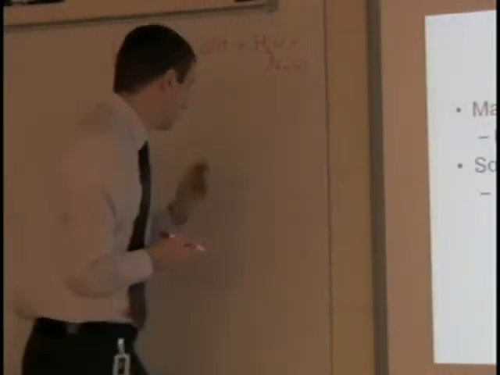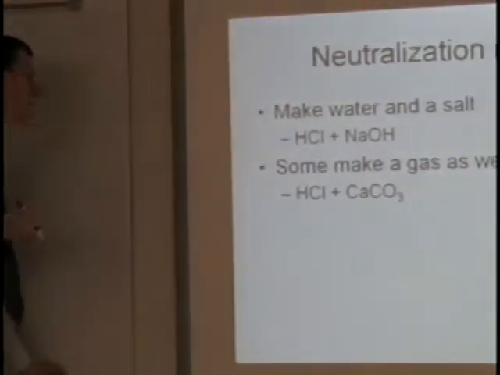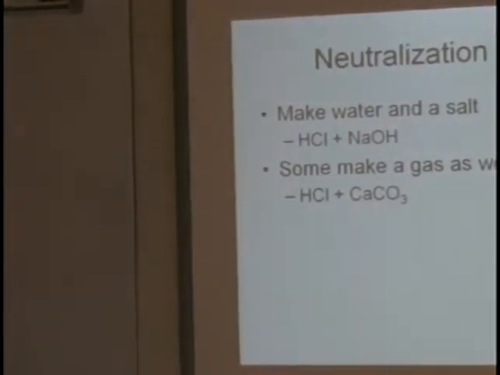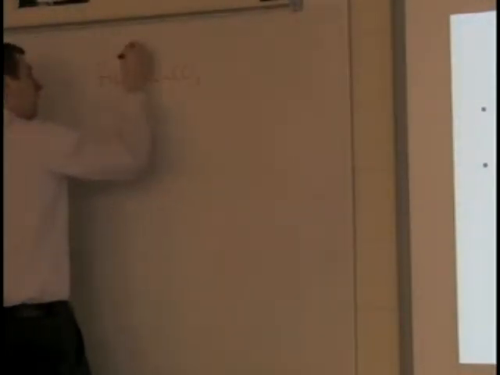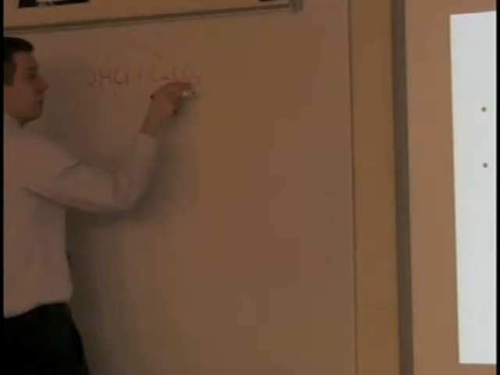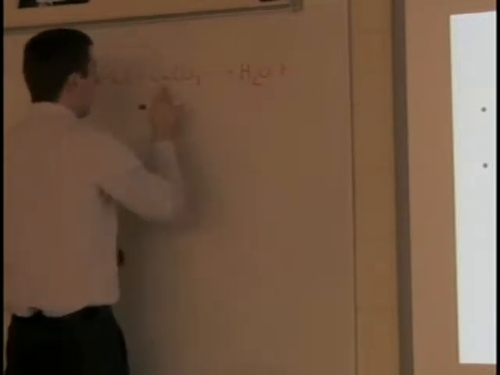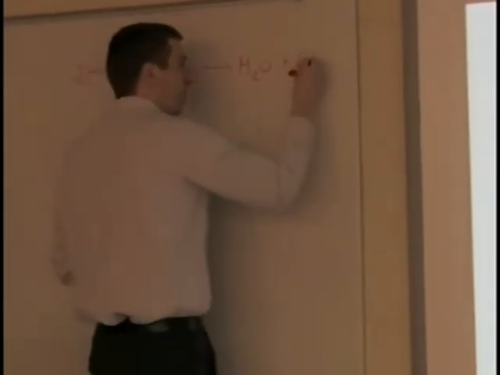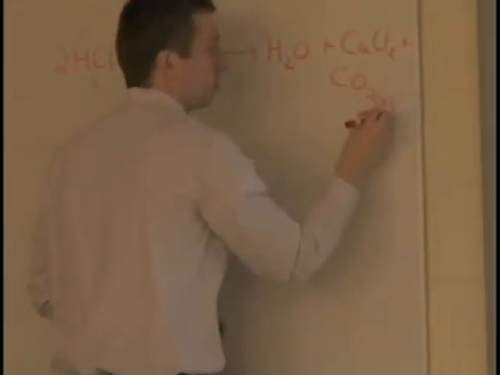Some of these neutralization reactions will also make a gas. An example would be HCl plus CaCO3. Still can think of it as a double displacement of sorts. I'm going to put a 2 in front of HCl to balance that out right away. But we're not going to have H2CO3 as a product. Instead, we're going to have the H2O because it's neutralization. We're going to have calcium chloride. And lastly, carbon dioxide gas will be created as well.